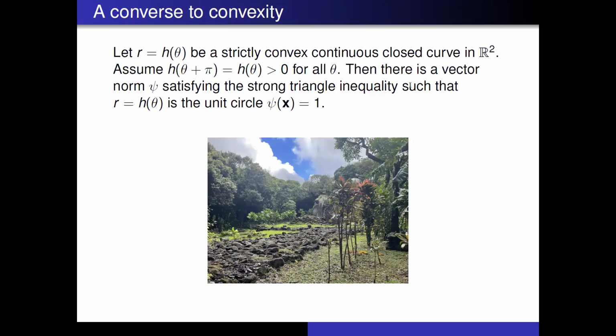There's actually a converse. You take any function and you write in polar coordinates, r is h of theta, and it has to be that for a vector norm, phi of x is the same as phi of minus x. So you need that h of theta plus pi is h of theta. Then, in fact, that gives you the unit circle for some vector norm. Okay, so it's really quite general.